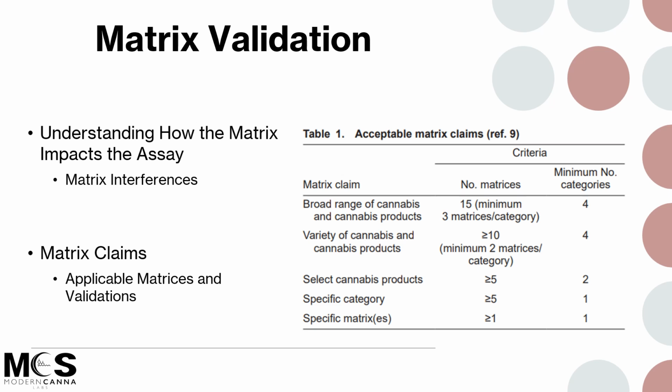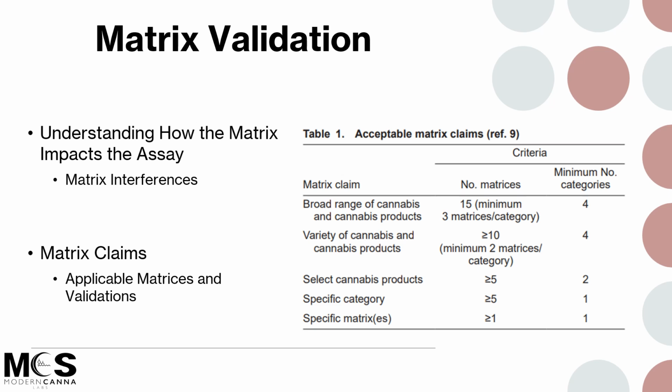So now we are getting into matrix validation, which can also be defined as matrix claims. And this is an important part of the process because it ensures that the method is truly applicable for the matrices that are going to be tested using the assay. And with matrix validations and matrix claims comes understanding how the matrix is going to impact the assay and what matrix interferences may occur. So depending on the method that's being developed, there may be interferences that occur with some edibles and not others. For example, if you have a gummy that is produced using pectin versus gelatin, does that impact the assay's ability to work properly?